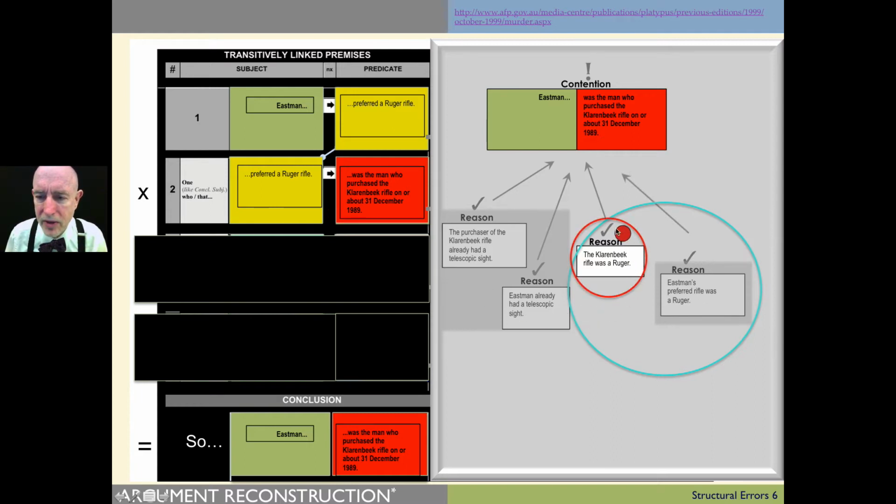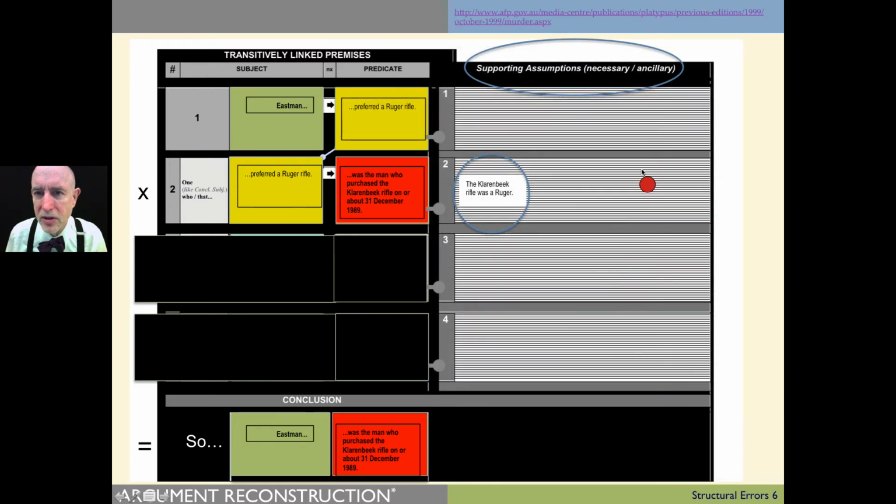Now we got one more piece to try to fit into the logic bridge template, which is the Clarenbeck rifle was a Ruger. So we start looking at our assumptions column, and we see that it fits right here, because the statement the Clarenbeck rifle was a Ruger is important support as an assumption for the truth of premise 2. One who preferred a Ruger rifle was the man who purchased the Clarenbeck rifle on or about 31 December 1989.